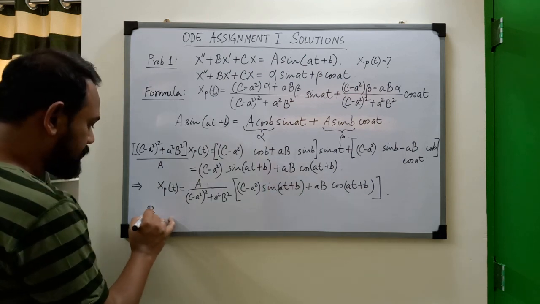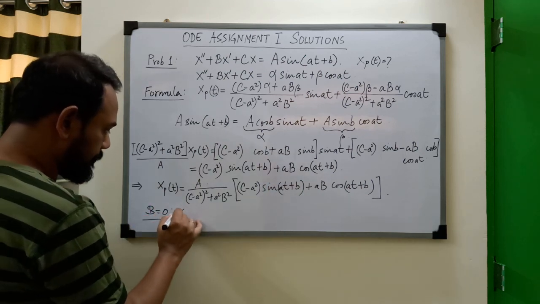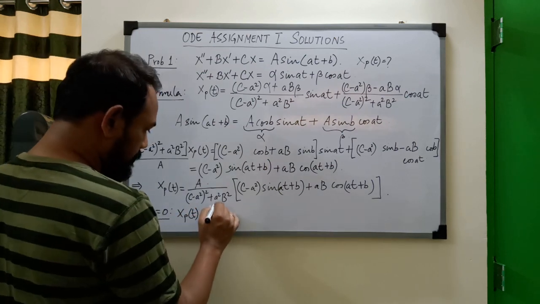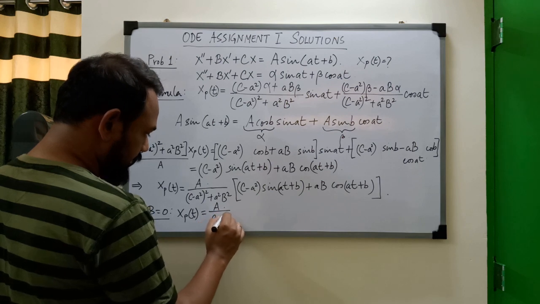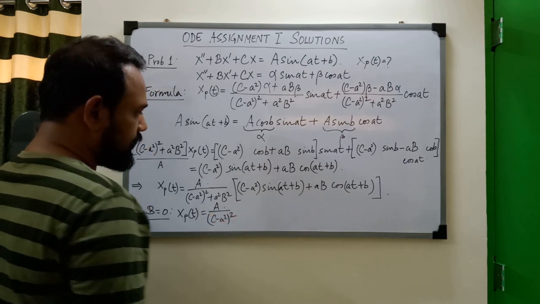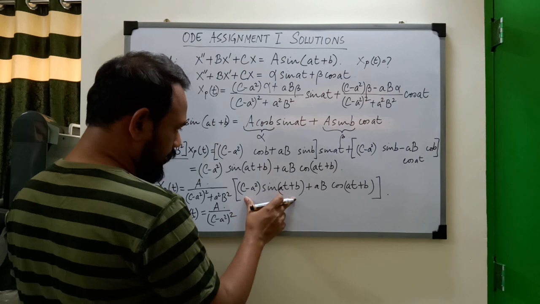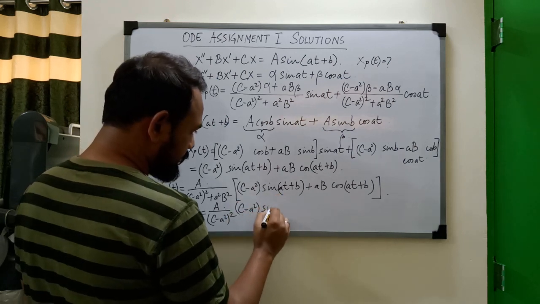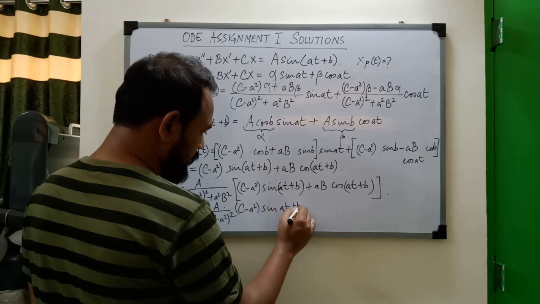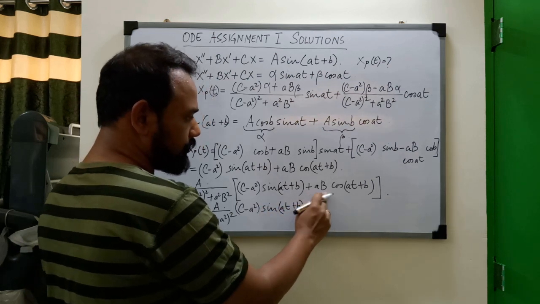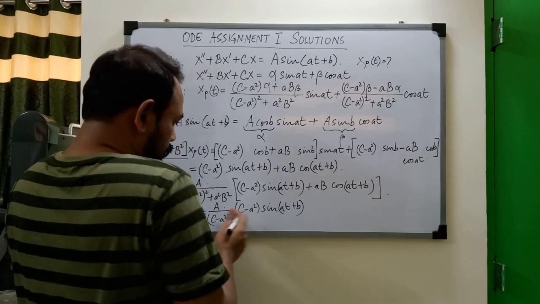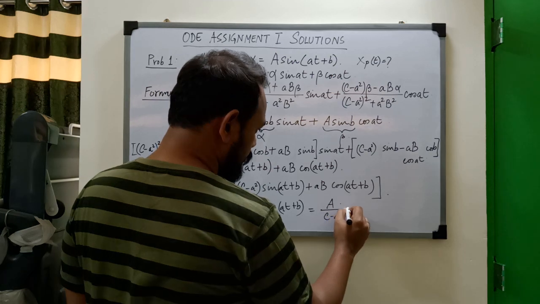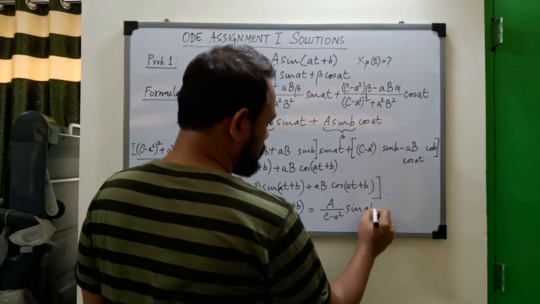So in the case that B is equal to 0, the case of no damping, XPT becomes what? Well, this is 0, so I have capital A over C minus A square whole square. And I have this one here, C minus A square sine AT plus B. And this capital B is 0, so this whole term is missing. So these two will cancel. So really what you have is capital A over C minus A square sine AT plus B.